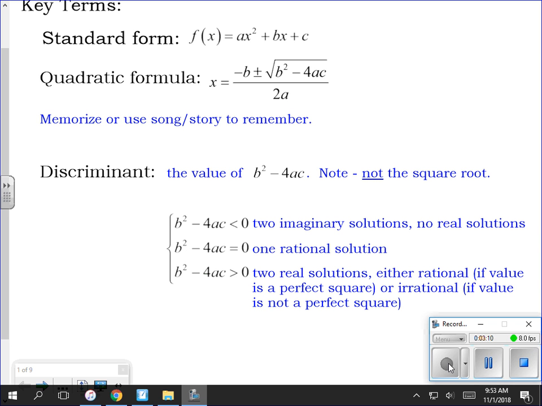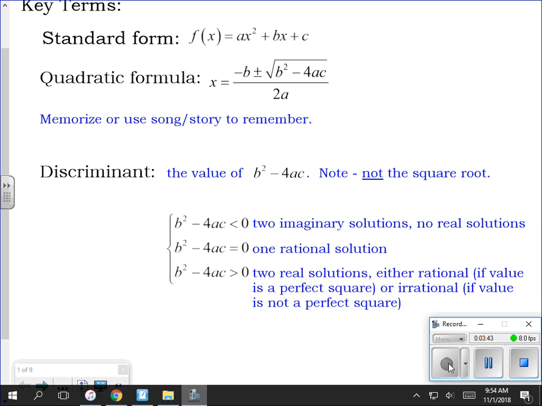If the discriminant is equal to 0, then I have one real root, and my real root is negative b over 2a. Because if this is 0, the square root of 0 is 0, I have negative b plus or minus 0, that's just negative b. So I have one answer if my discriminant is 0. If my discriminant is positive, I have two real solutions, because I can take the square root of a positive number, and it's negative b plus that square root, negative b minus that square root to give us our two answers.